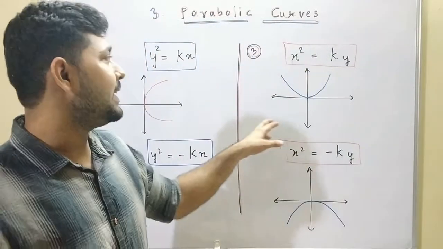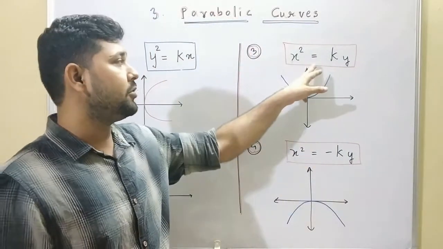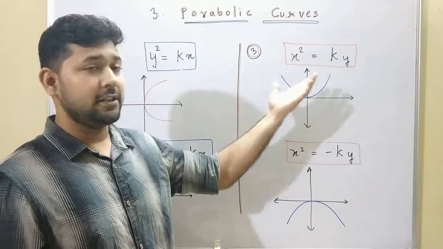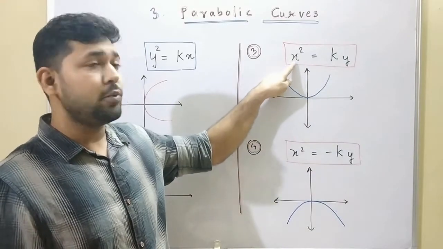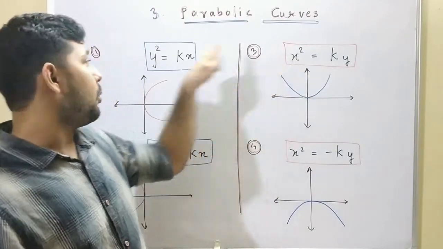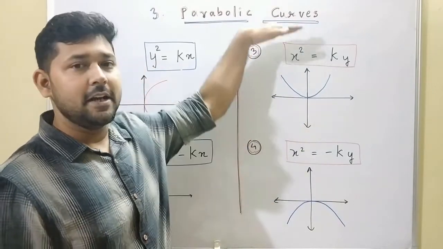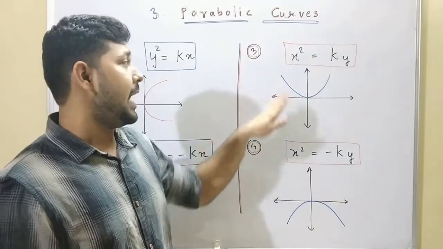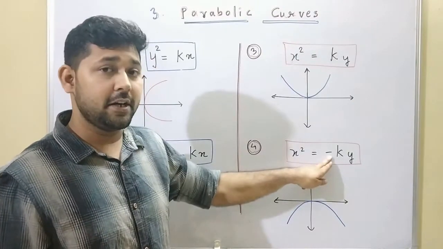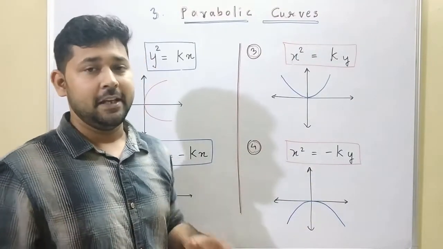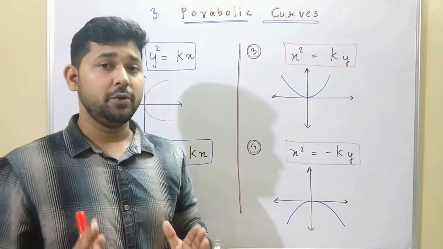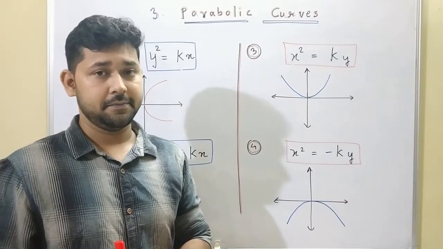Now, the third one is x square is equal to ky. You can see in this equation x square is coming first, so it is the subject of the formula, while in the earlier ones y square was the subject of the formula. Here the opening is in the upward direction, and with the same equation with a negative sign, the opening is downward. If you remember all these graphs, it is going to help you in solving numericals.